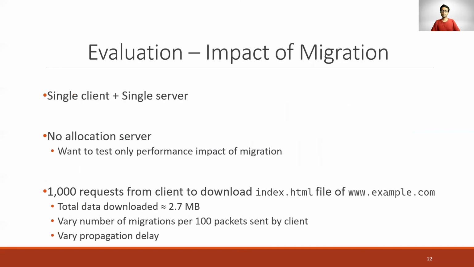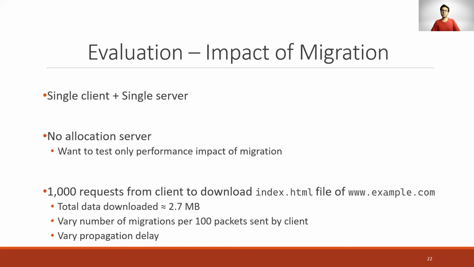To measure this, we set up an experiment with a single client and a single server. We used no allocation server because we only wanted to test the performance impact of migration. We had multiple runs of the experiment, and in each run, the client sent 1,000 requests to download the index.html file of example.com. The 1,000 requests together added up to about 2.7 megabytes. Across these runs, we changed the number of migrations, as well as the propagation delay in the network.